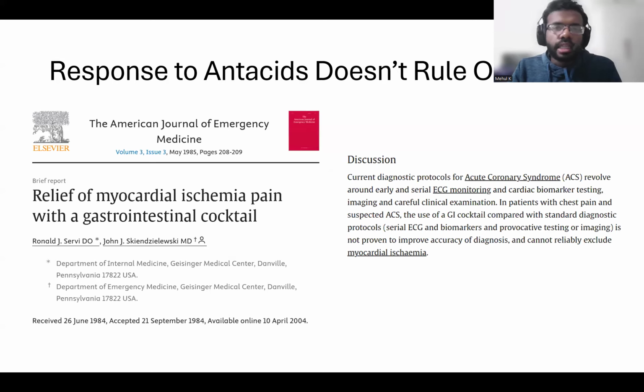Similarly, response to antacids. Again, this does not rule out ACS. There are various case reports of patients being given these various GI cocktails like Mucaine gel, etc., and having some pain relief. Now, there are various theories why this might be.